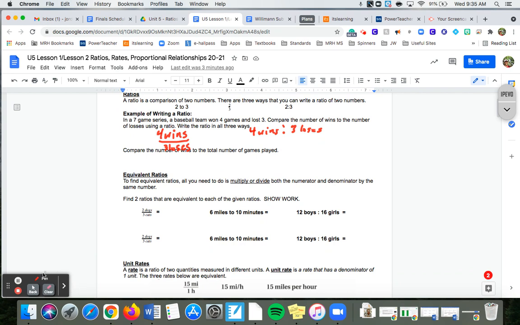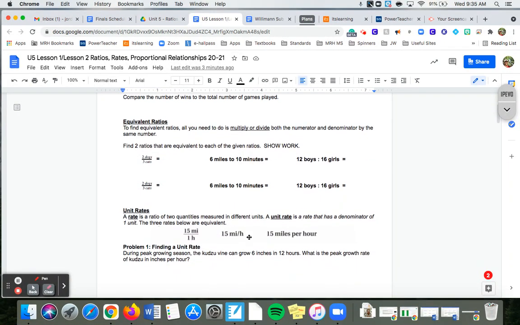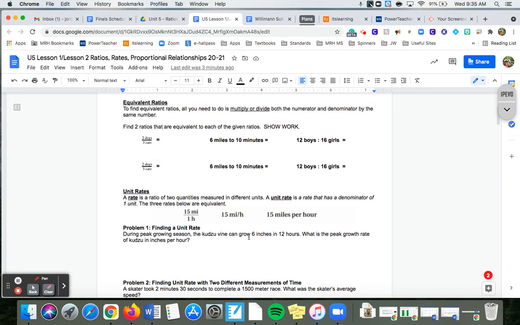Looking at equivalent ratios, we've talked about this in a do now before. It's just like an equivalent fraction. You can multiply or divide both the numerator and denominator, or the first number and the second number, by the same number. It isn't going to be any number. So you can multiply by 2 here to get an equivalent one.